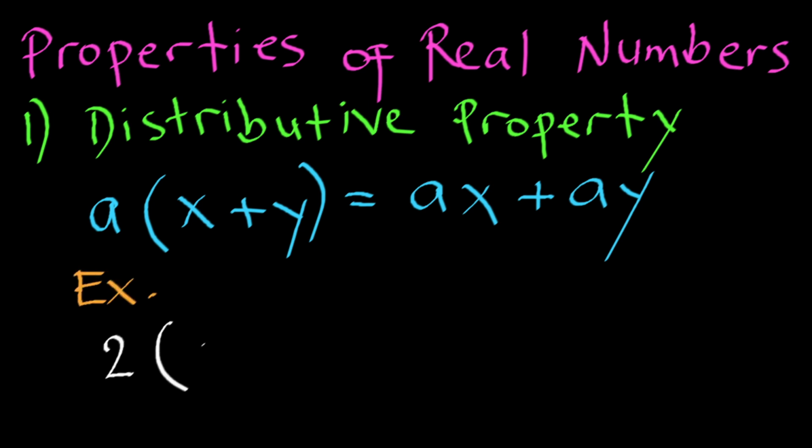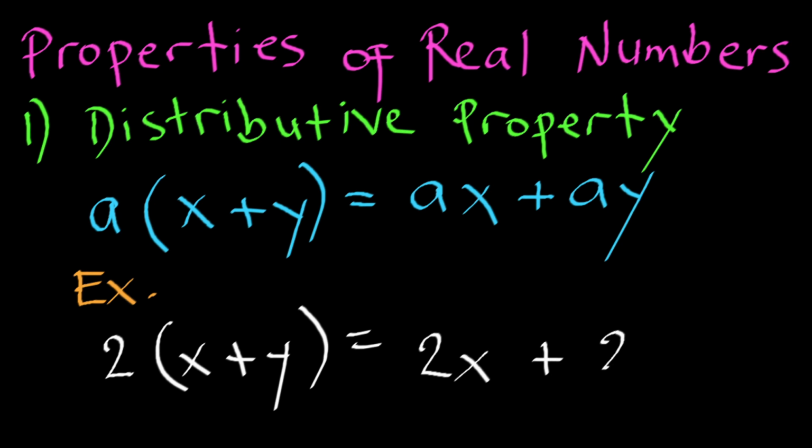Meron tayong example na 2 times the quantity x plus y. So we have 2x plus 2y. Remember, dinidistribute natin yung elements sa labas sa lahat ng terms or elements sa loob ng brackets.